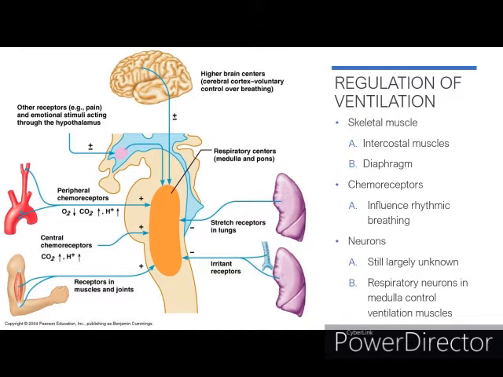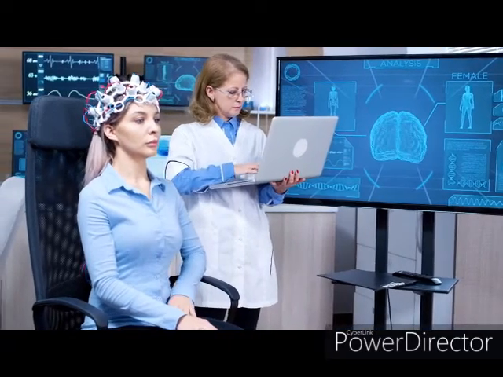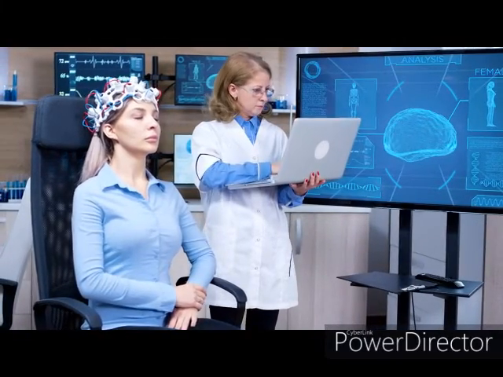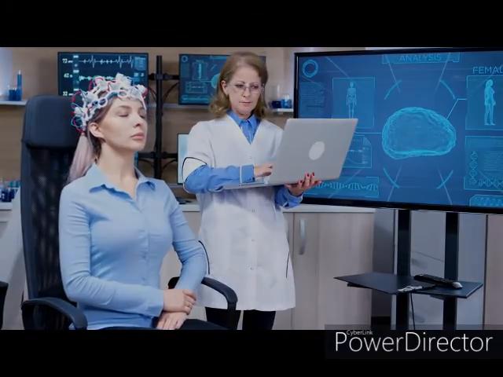Physics laws are not the only ones for regulating our ventilation. Skeletal muscles such as the intercostal muscles and diaphragm help regulate our breathing. Since skeletal muscles are initiated by somatic motor neurons, we can control our breathing, up to a point. Chemoreceptors for CO2, O2, and hydrogen ions influence our rhythmic cycles of respiration. Neuroregulation of breathing is still widely unknown, but we do know that respiratory neurons located in the medulla control ventilation muscles. Now that we have covered the respiratory system, we're going to look at lung cancer.